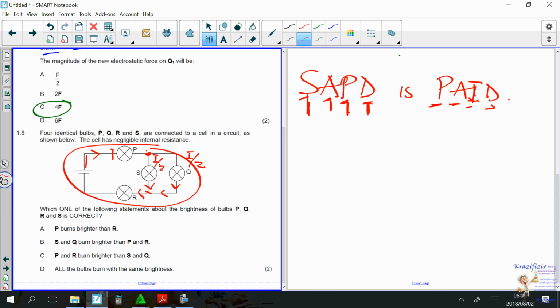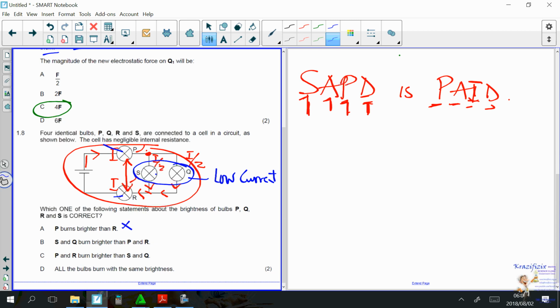So the current in I, the current in P, and the current in R are the same. These two are going to shine at the same brightness, which will be more than S and Q, because here I have what? A low current here. So P and R will shine the same way, more than S and Q. P will burn brighter than R.